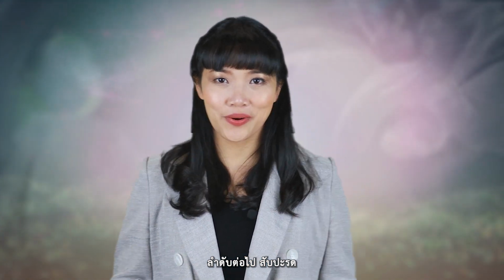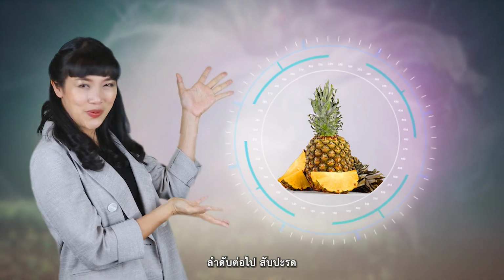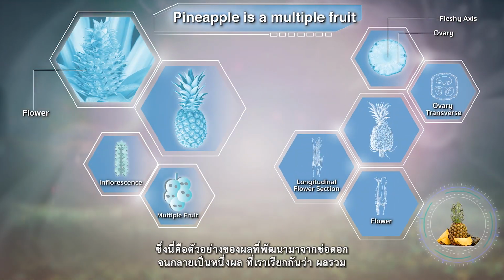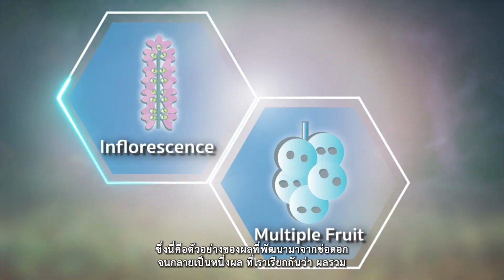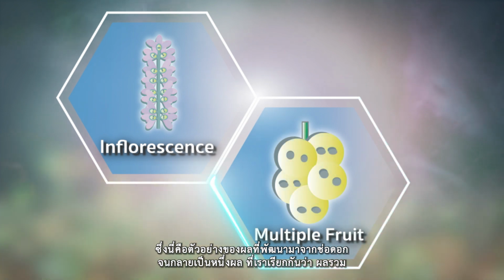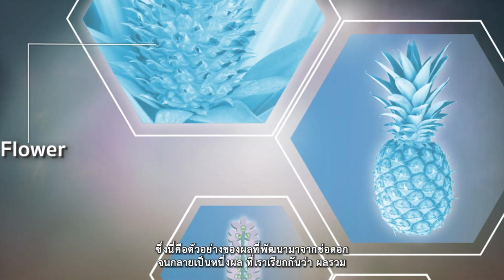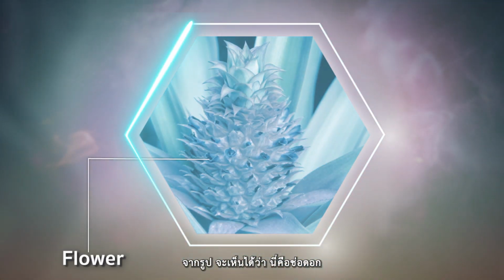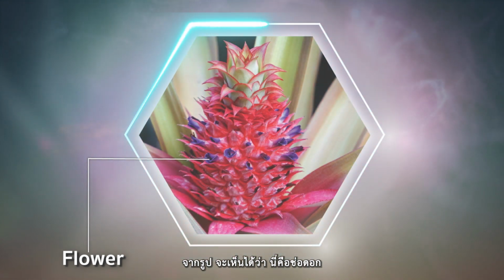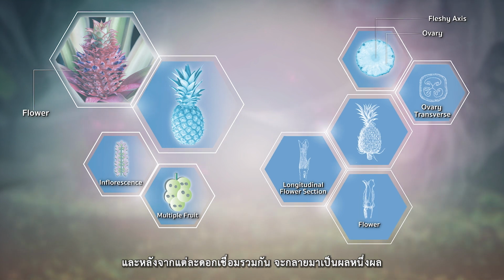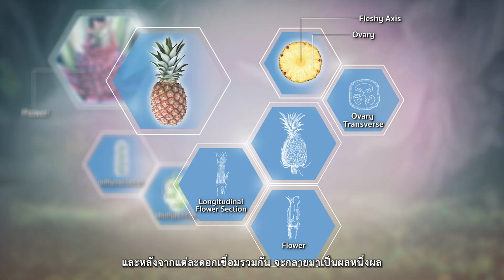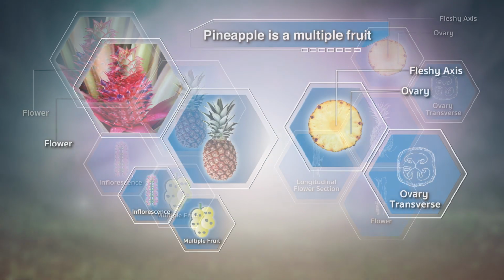And the last example is pineapple. A fruit developed from an inflorescence flower, while it is one fruit. It is what we call a multiple fruit. You can see from this picture what the inflorescence flowers look like. After that, the flowers are fused together to become only one fruit.